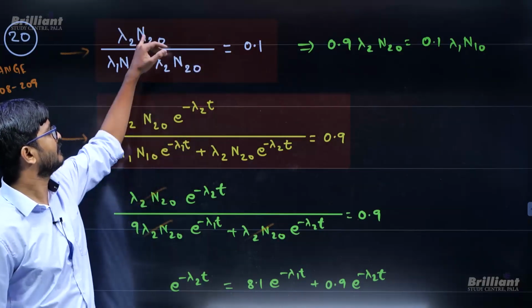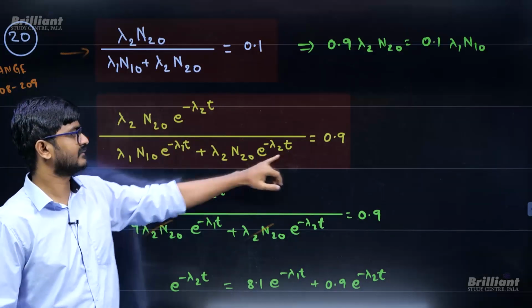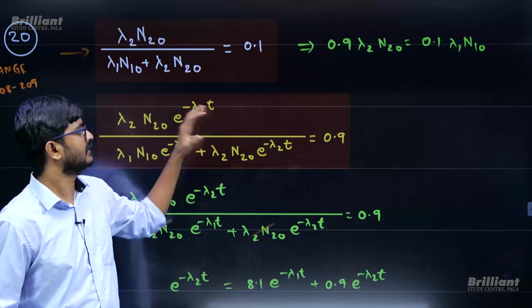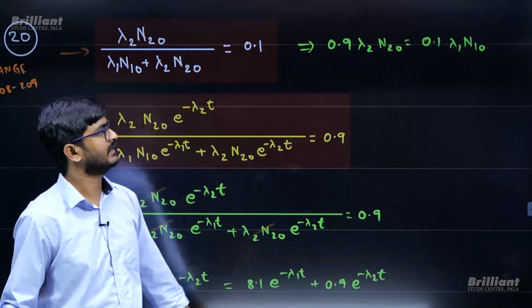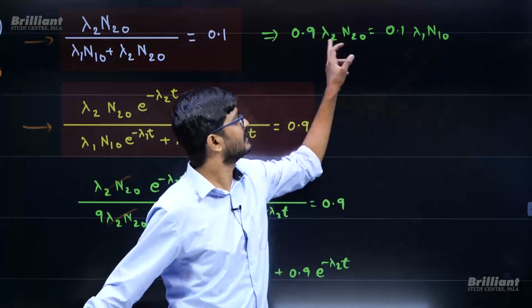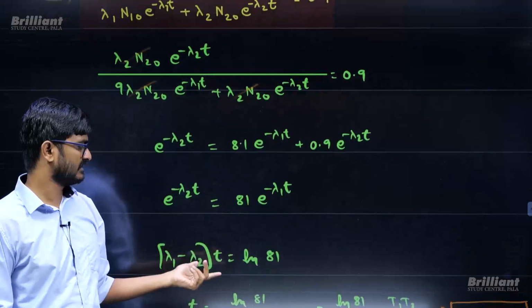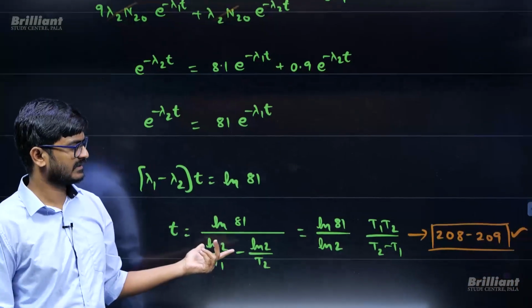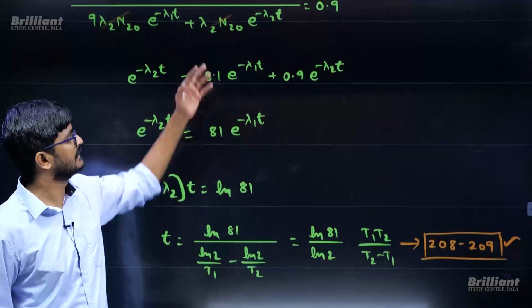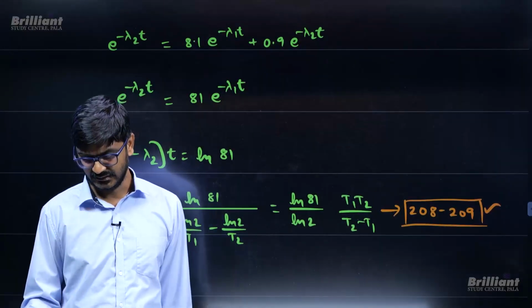Now with time, what will happen? This will be the activity of the second one, this will be the activity of the first one, this will be the activity of the second one. Now they said after what time it will become 0.9. So from there we will get the relation between lambda 1 N1 naught and lambda 2 N2 naught. So we can just substitute it back and solve for it. That's easy manipulation, but the calculation is going to be a little hard, I guess. You can manage it. Thank you.